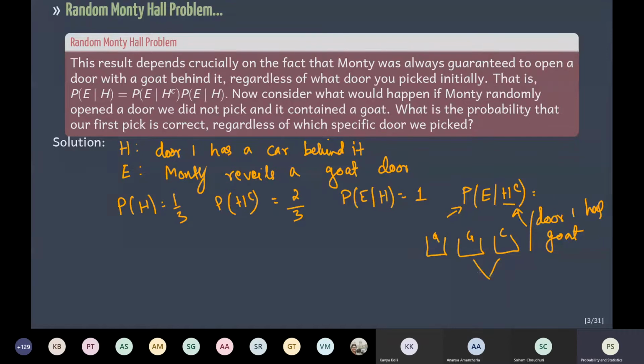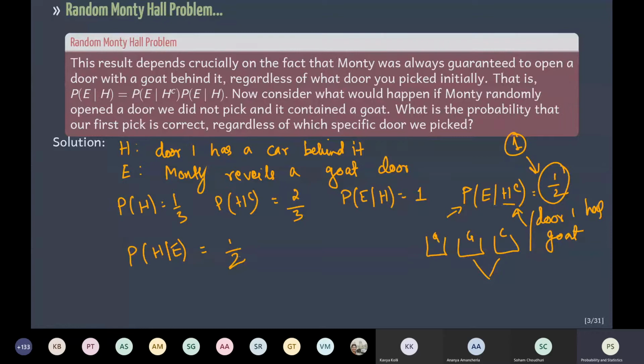Now Monty has to choose out of 2, and since this is a random Monty, he is not surely going to open the goat, right? It's like a coin flip, so the probability is half here. This is the only thing that changes in the random Monty. If it was not random, then this was still 1 for us. That's the change that we are trying to make. If you do all the calculations, and I'm not going to do all of them again, you will find that it is indeed half.